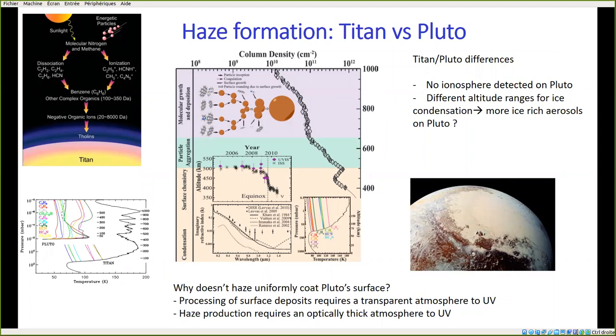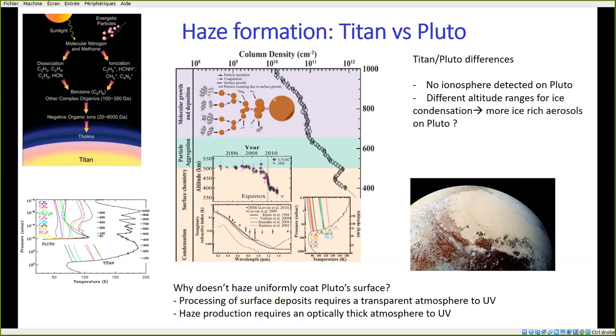So the formation of Pluto aerosols is thought to be similar to Titan, but there are probably some important differences. In Titan, it is now understood that the haze particles are initially formed by ion-neutral chemistry in the upper atmosphere, and that these first small haze particles can grow to much larger masses by becoming charged and attracting electrons and ions from the ionosphere of Titan.